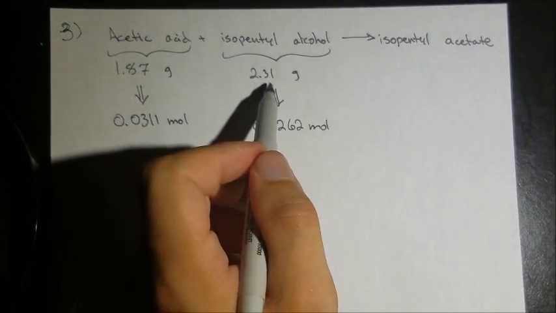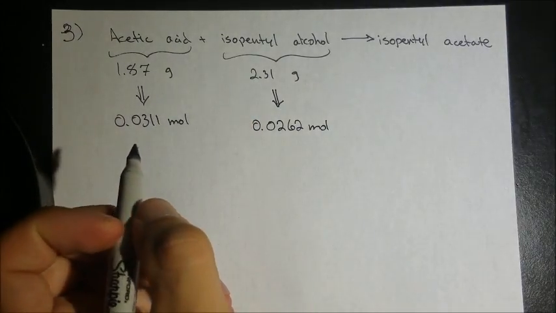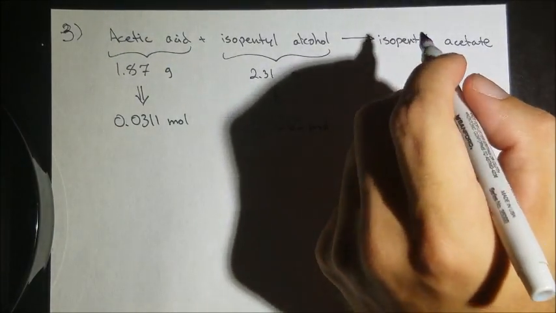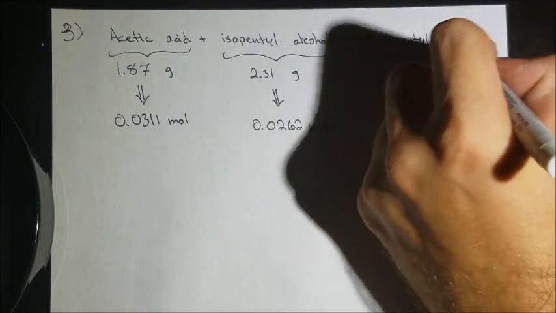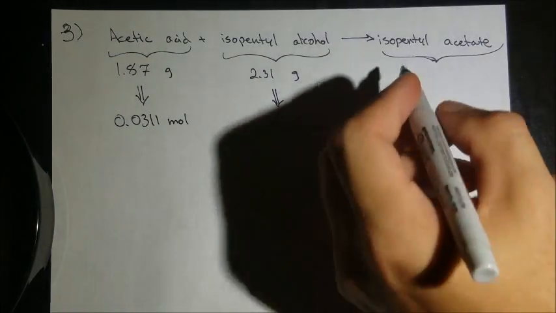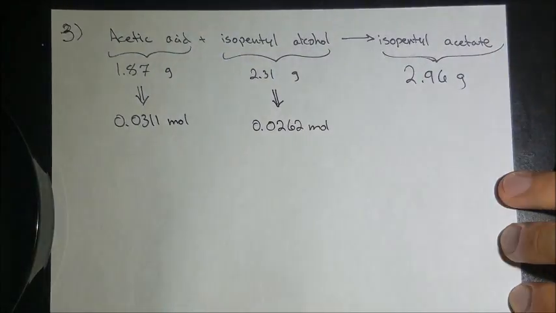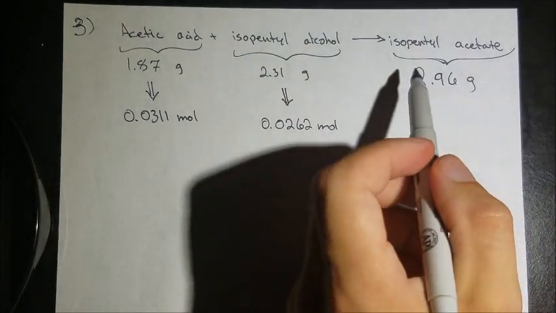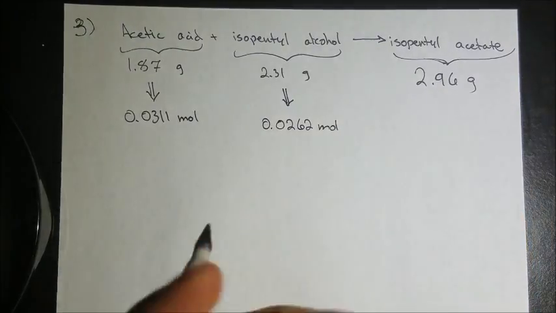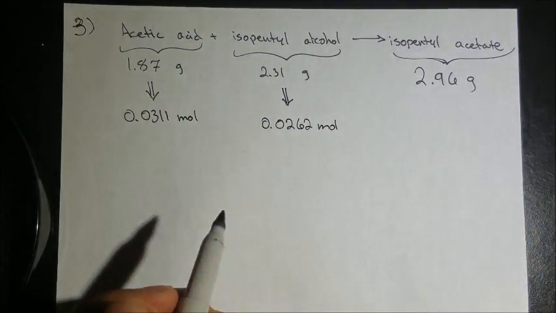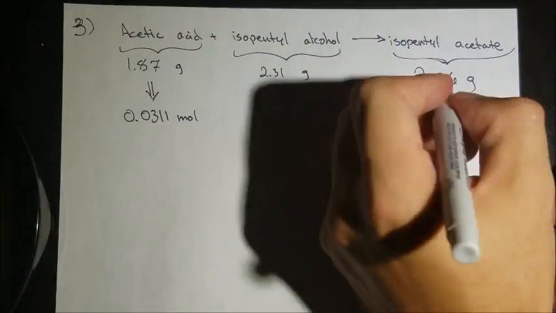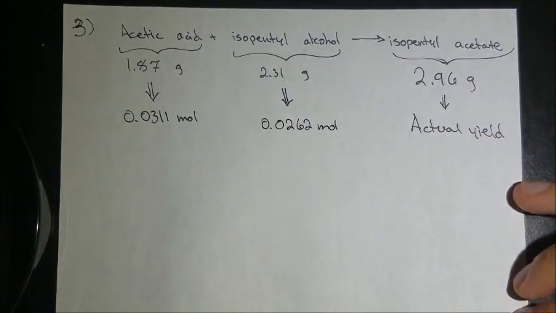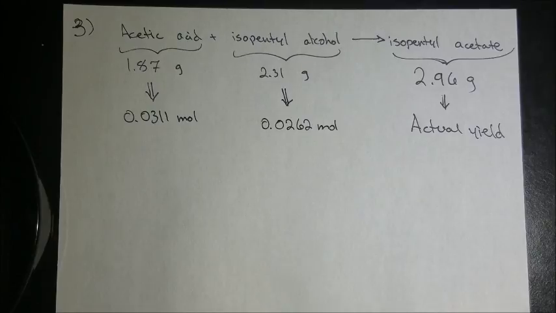Okay, so the problem gives us this reaction, and it gives us the mass of acetic acid and the mass of isopentyl alcohol. And it asks us to determine what the percent yield of the reaction is. It also tells us that the mass of isopentyl acetate that we have is 2.96 grams. So what is this mass? It's just if we went to the lab and we performed this reaction and we purified the isopentyl acetate, what we would get at the end of the day is 2.96 grams. So this, in other words, would be your actual yield. Your actual yield. So we're going to come to that at the very end.